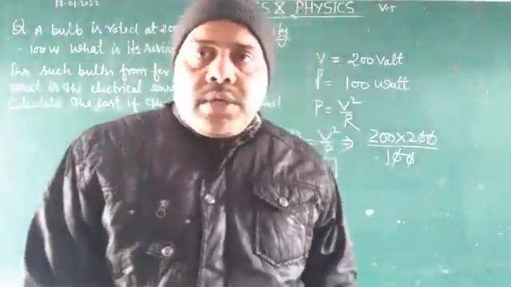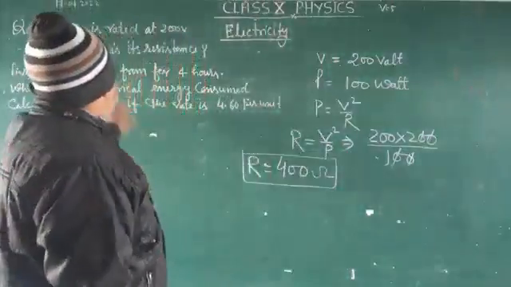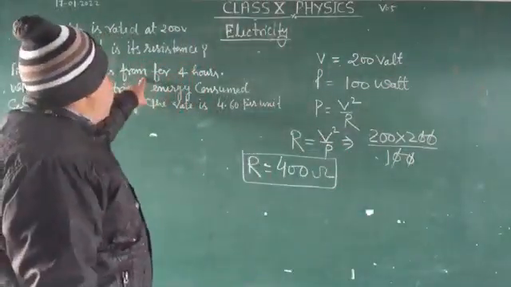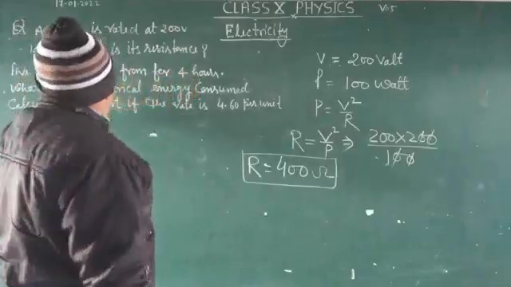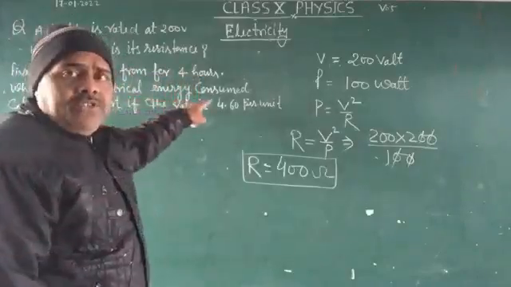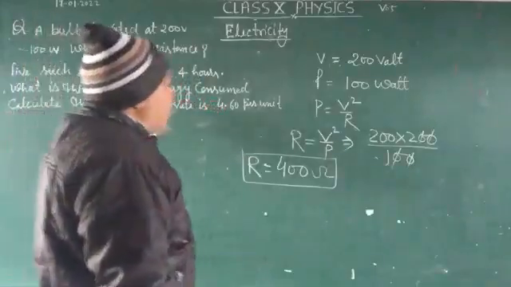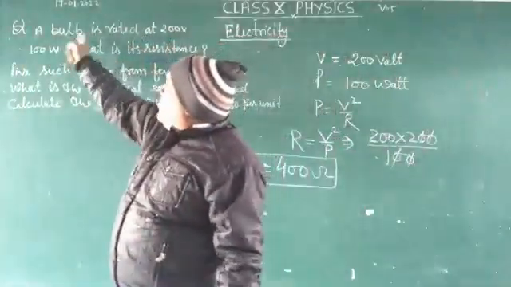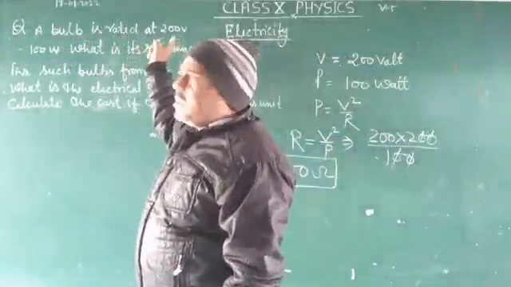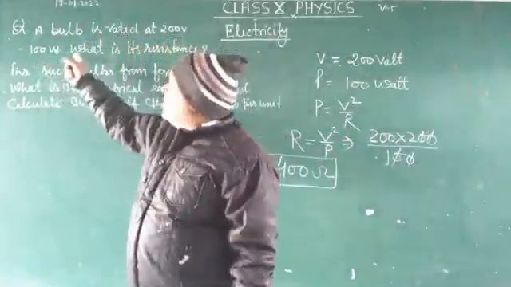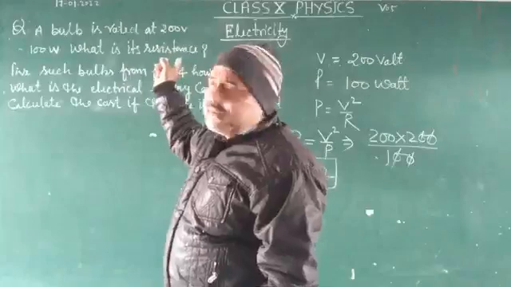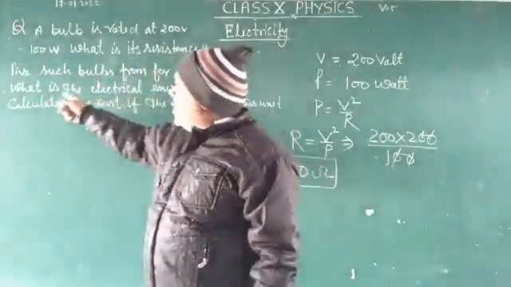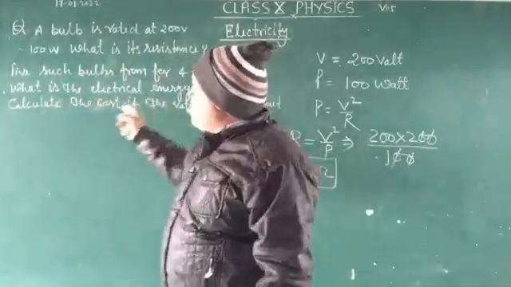Now you will see another question like this. What is its resistance? And 5 such bulbs for 4 hours, what is the electrical energy consumed? You can see this is the question. A bulb is rated at 200 volt, 100 watt, and what is its resistance? 5 such bulbs for 4 hours, what is the electrical energy consumed?